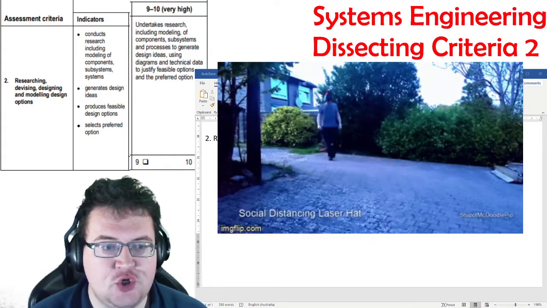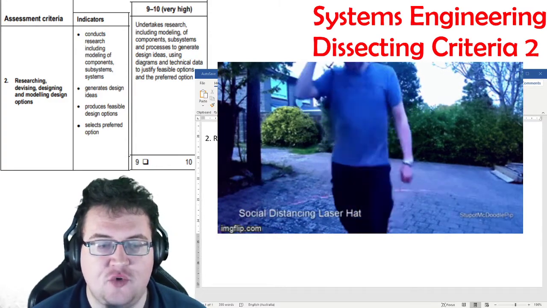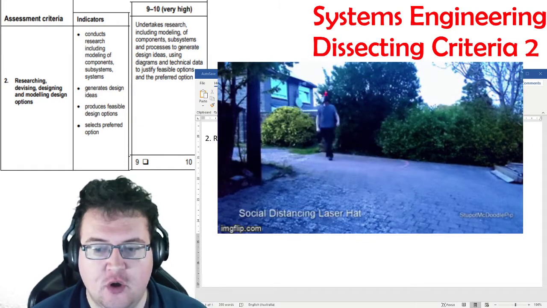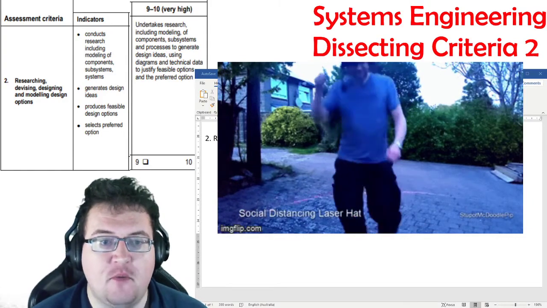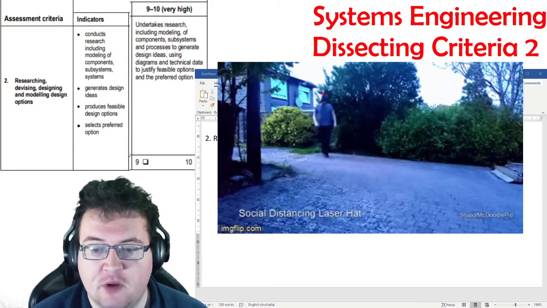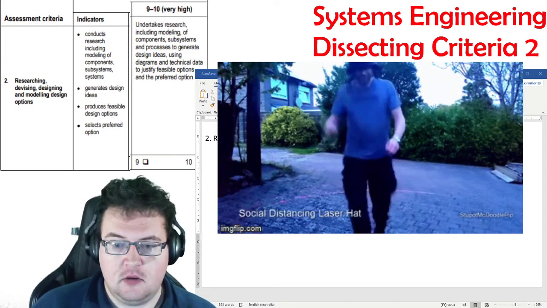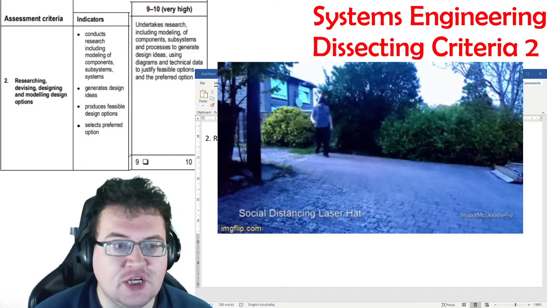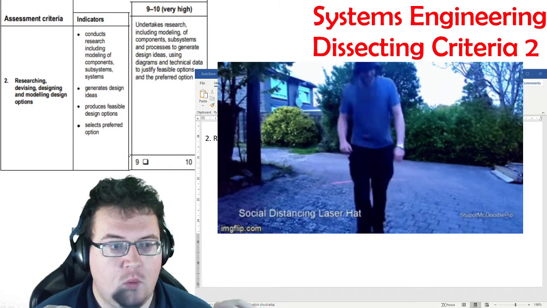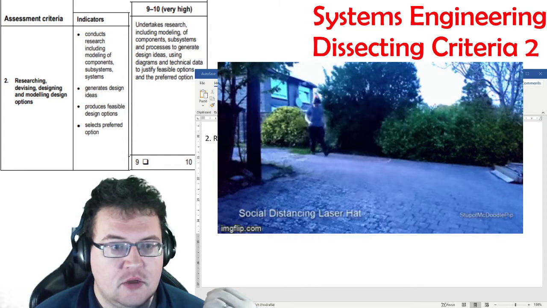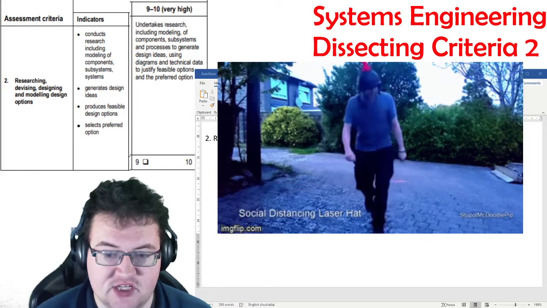And then you need to select the preferred option. Now, part of that is that you explain why you have selected that option. So you have to come up with a reason why. And generally what we do is we are assessing our design against some of the criteria that we set up in the previous thing.